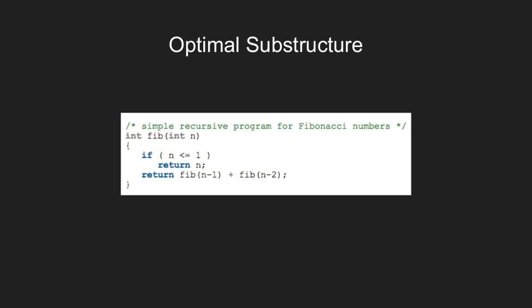Now that we know the recursive definition of Fibonacci numbers, we can easily write a recursive function that helps us calculate the Fibonacci numbers. As you can see, the function fib takes an integer argument n. First, we check whether n is less than or equal to 1. If it is, we return n. But if n is not less than or equal to 1, we recursively call our fib function to calculate the two preceding numbers and we return their sum. This property, where a problem has a recursive definition, is called the optimal substructure property.